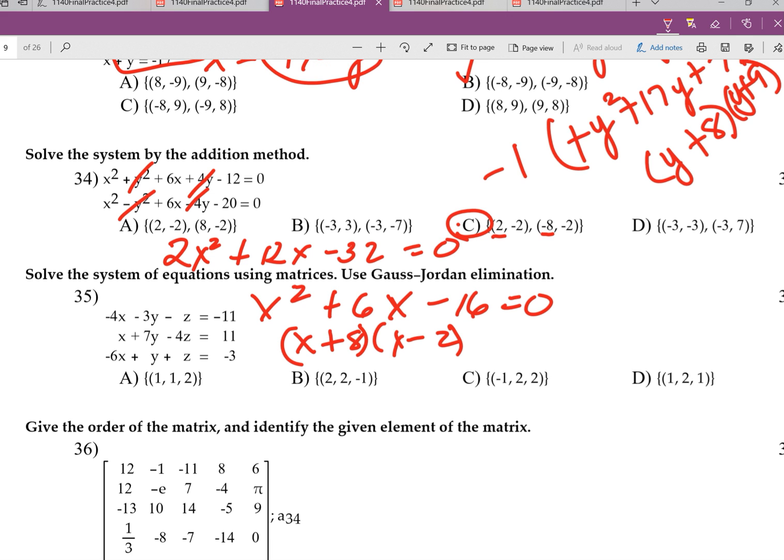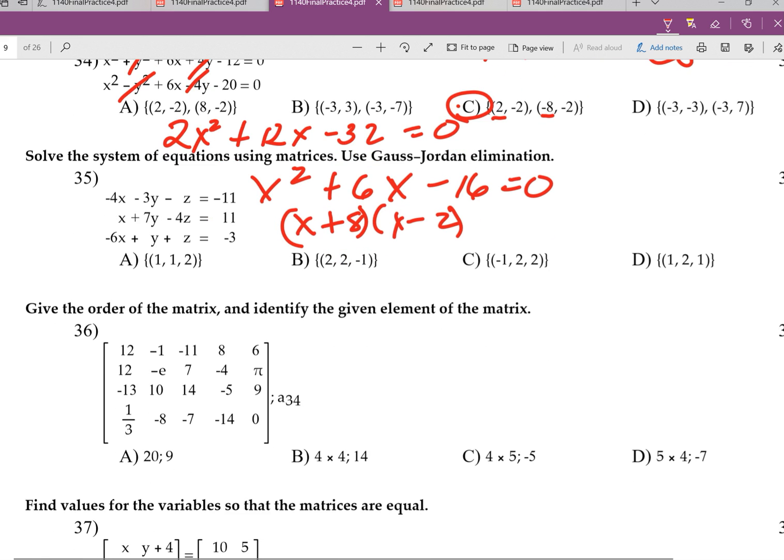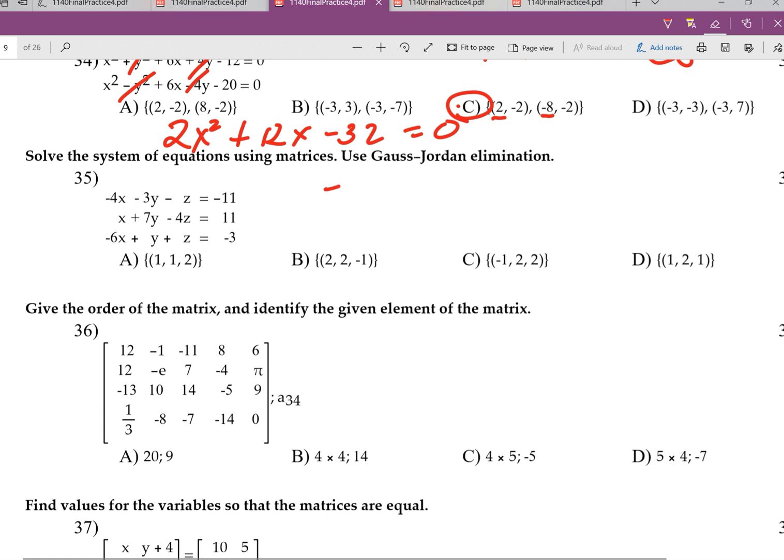Okay, number 35. We want to solve the system using a matrix. I should put this on a separate piece of paper. This is another long one. Let me see if I can maybe get it completed inside the realm of how much space we have.